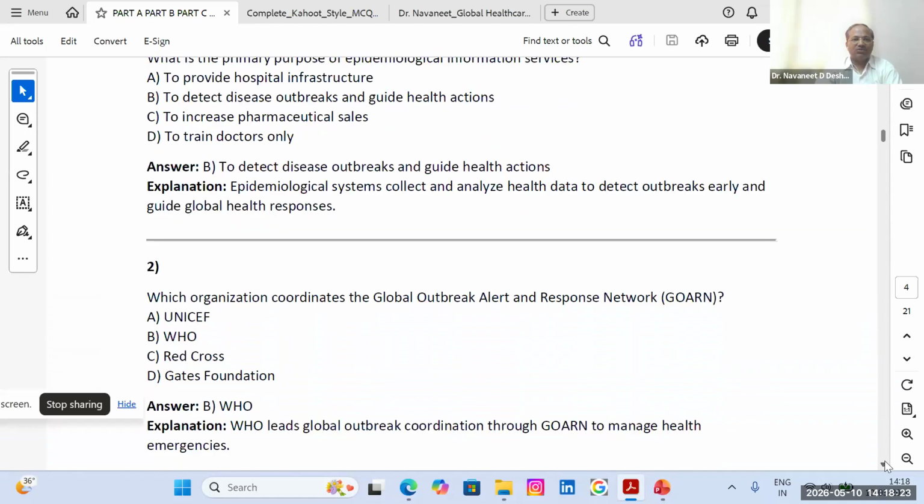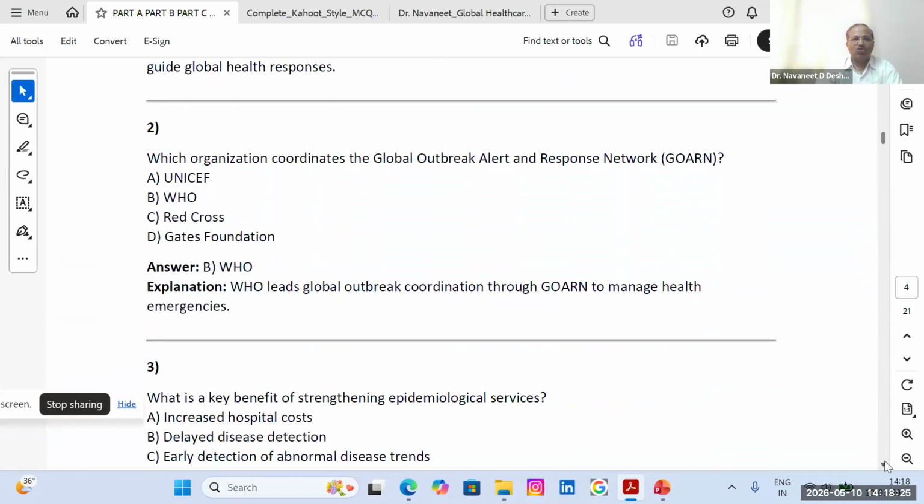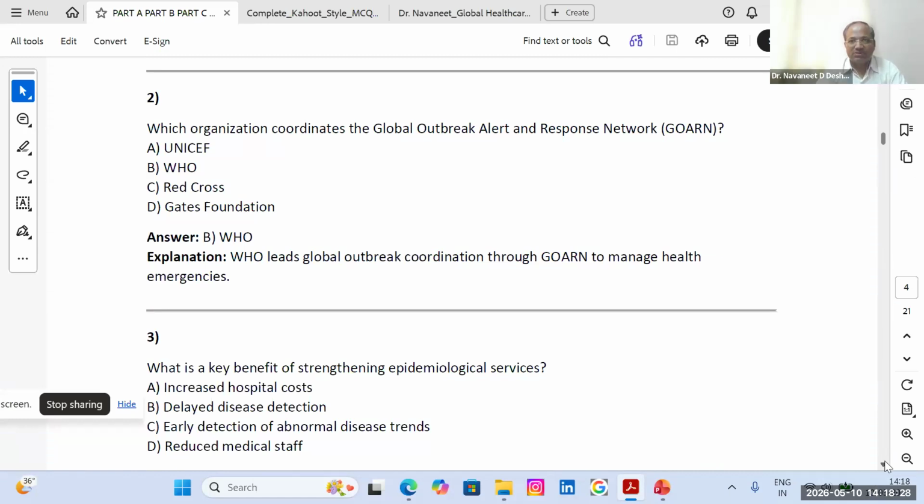The second question is, which organization coordinates the Global Outbreak Alert and Response Network, GOARN? A. UNICEF. B. WHO. C. Red Cross. D. Gates Foundation. The correct answer is B. WHO, because WHO leads global outbreak coordination, and it does it through GOARN, that is Global Outbreak Alert and Response Network, to manage health emergencies.